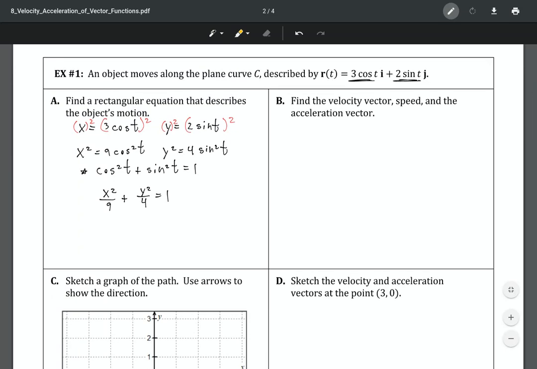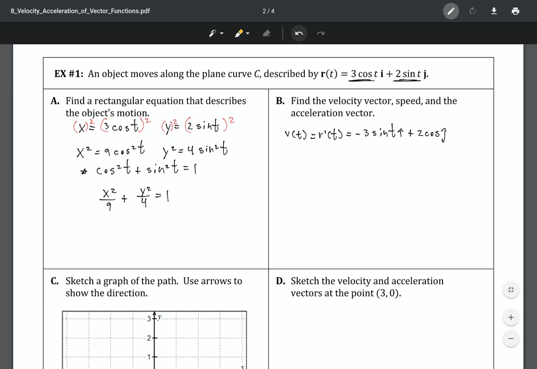Now to find the velocity vector, let's do one at a time. For the velocity vector, all I have to do is take the derivative of my function r. So r prime of t would be: the derivative of cosine is negative sine, and the derivative of sine is positive cosine. But notice how I'm writing this. The velocity vector is still a vector, so make sure we have the x component and y component. Now, that's the first part.